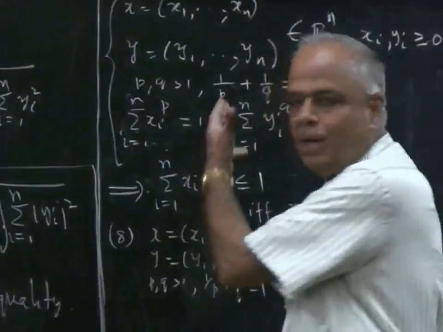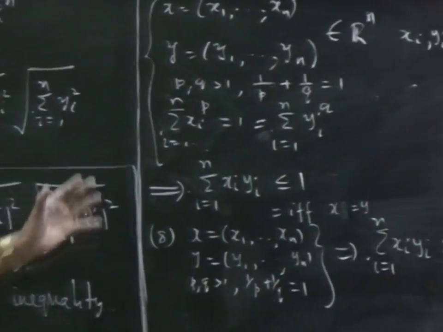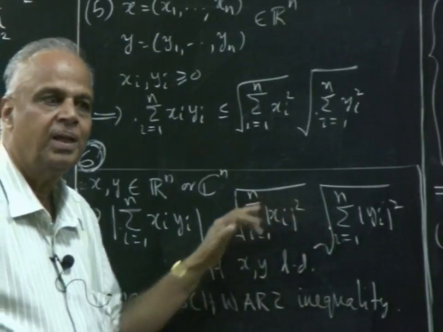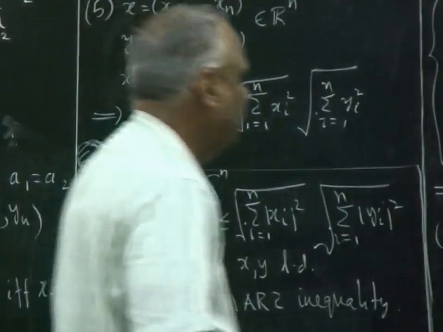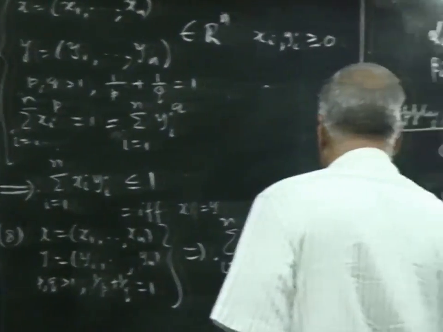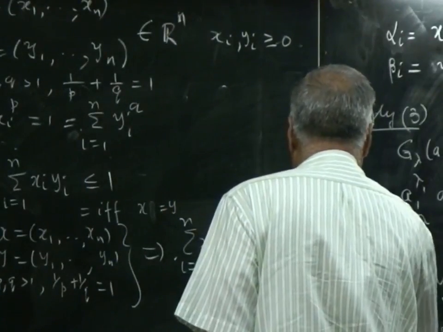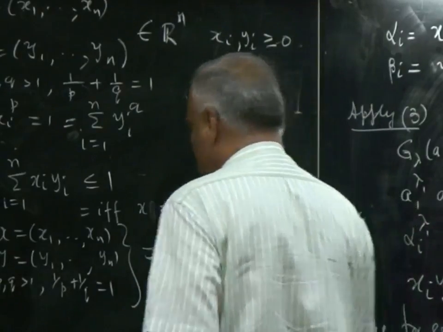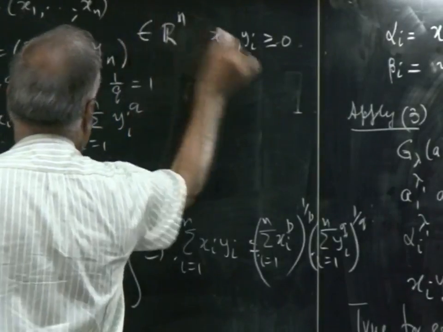Previously the denominator went to the other side and gave us this product. Now what did it do? Other side, I will get to the power 1 over p. So that will become summation i equal to 1 to n xi power p to the power of 1 over p, summation i equal to 1 to n yi to the power of q, to the power 1 over q. Of course, I have forgotten the fact that xi, yi are greater than or equal to 0.